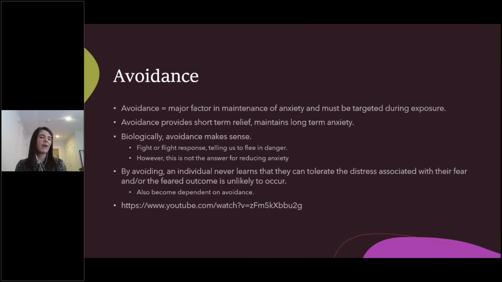However, this is not the answer for reducing anxiety, because by avoiding, an individual will never learn that they can tolerate the distress associated with their fear. Our patient will never learn that they can tolerate the distress associated with going into the grocery store, or that their feared outcome of being in the grocery store is unlikely to occur. And also, people can become really dependent on avoidance, and then their lives can become really small because they're avoiding lots of different things, and then their quality of life reduces.